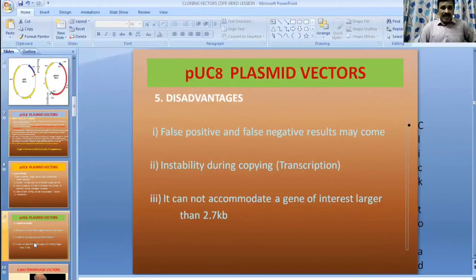Another disadvantage is instability during copying. During the process of transcription, during formation of mRNA, it may sometimes not be in a stable condition during the copying. And it cannot accommodate a gene of interest larger than 2.7 kb. Of course, it is advantageous compared to other plasmid vectors, but as far as insert accommodation is concerned, it is comparatively lesser. Okay, that is about the pUC8 plasmid vector.